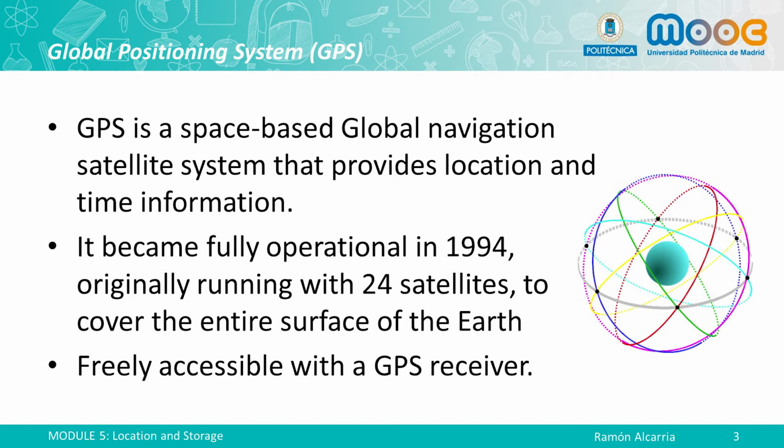The project was started in 1973 to overcome some limitations of previous navigation systems, such as speedometers or traditional maps. GPS was created by the US Department of Defense and was originally run with 24 satellites. It became fully operational in 1984 and freely accessible by anyone with a GPS receiver.